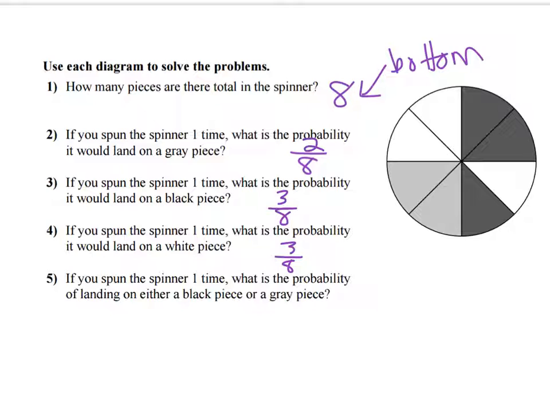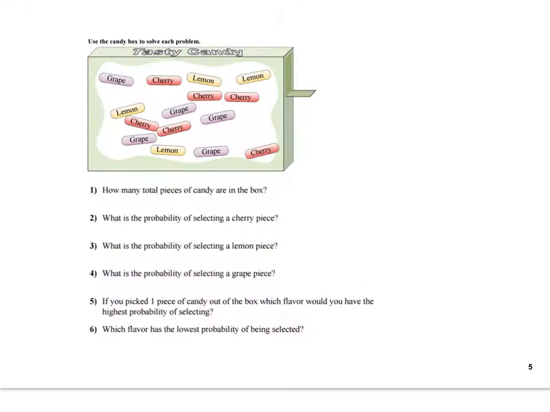What's the probability of it landing on a black or gray? So there's 3 black, 2 gray. Either one is fine, and you win. So that would be 5 out of 8. Generally, when you see "or," you add the things together, or count them all up.